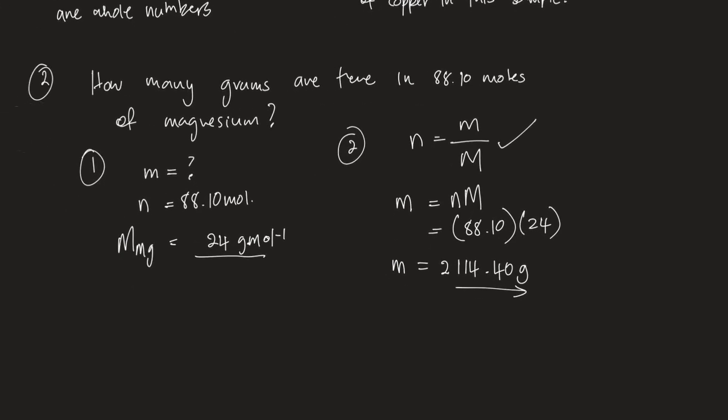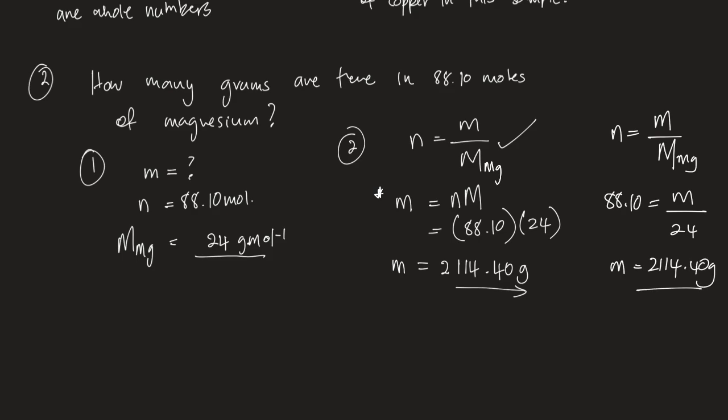Alternatively, you don't have to manipulate, you don't have to do the second step. You can go n is equal to m over M, and don't forget that's little m. We put that in. You can say, 88.10 is equal to little m over 24. And that gives you m is equal to 2114.40 grams. You don't have to do the second step. If you feel more comfortable doing this step over here, you're more than welcome to, but no marks will be awarded. So remember, base formula, substitution, substitution, answer. All right, and that's your second example.